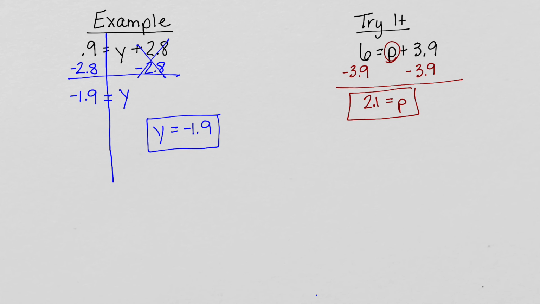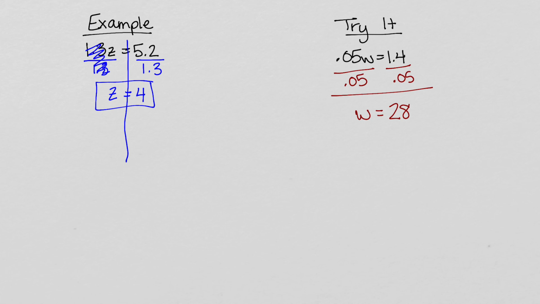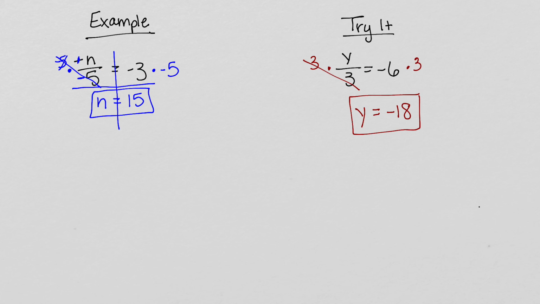Okay, your first try-it, you should have had the answer of P, which is the variable you're solving for, equals 2.1. Your second try-it should have had G equaling negative 1/3. The third one, the 0.05W equals 1.4, W ended up equaling 28. And for your final one, Y equals negative 18 because you multiplied both sides by 3.